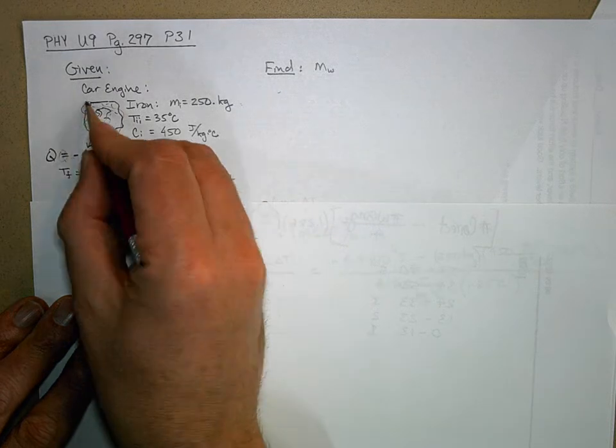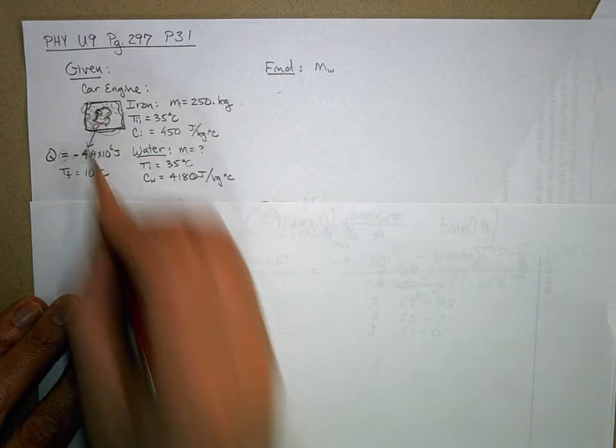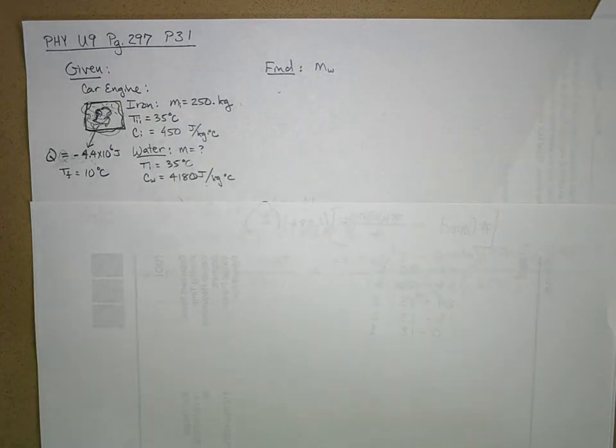So here's my drawing of the engine. I just drew kind of a blob. Here's your engine, and it's got water inside of it and all that. But here's what it's doing. It's losing heat to the environment. Heat is flowing out of it. Its temperature is going down.